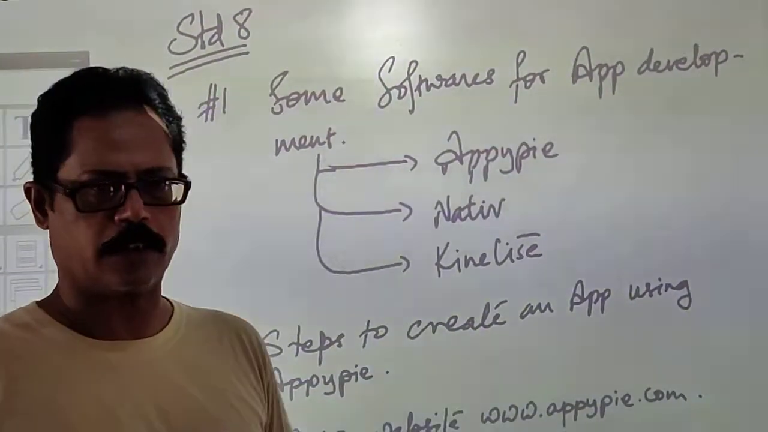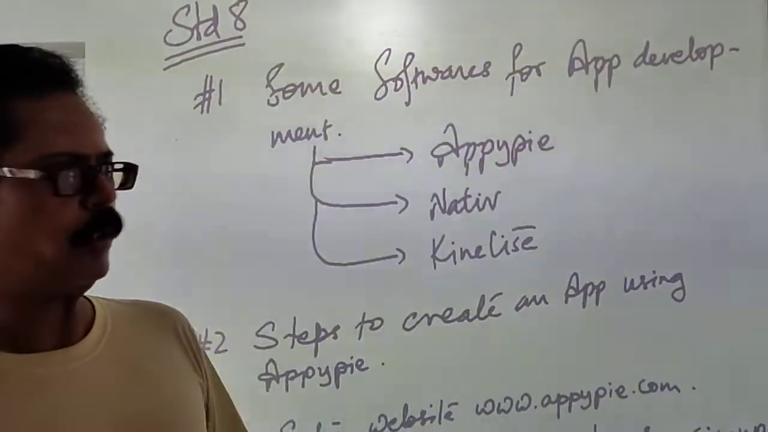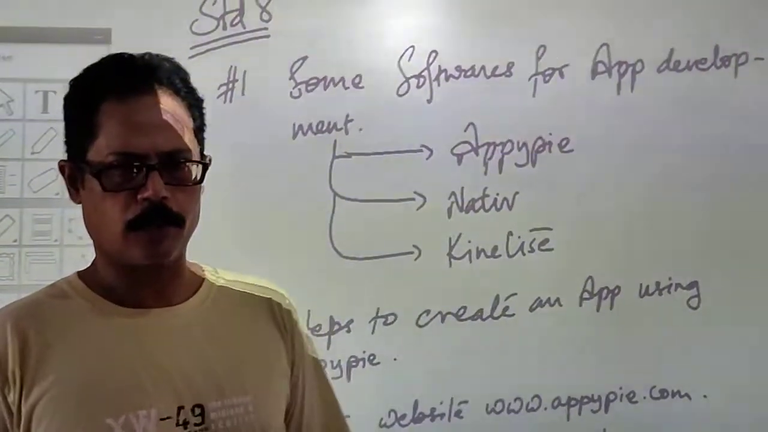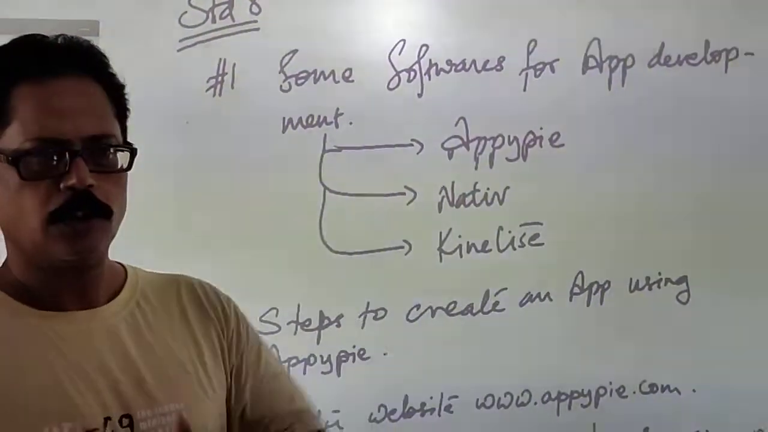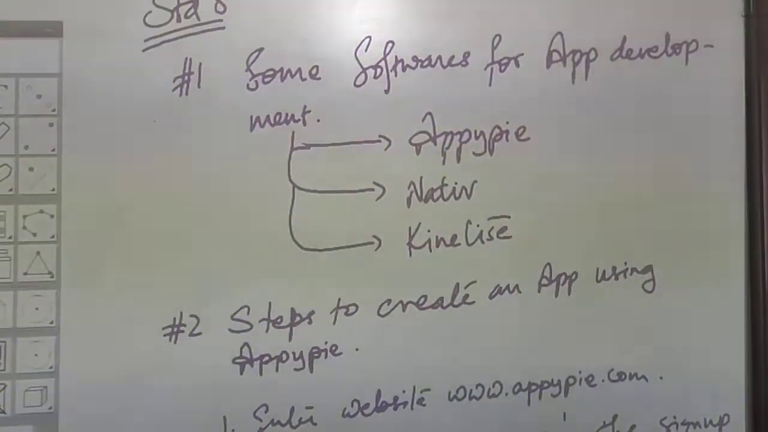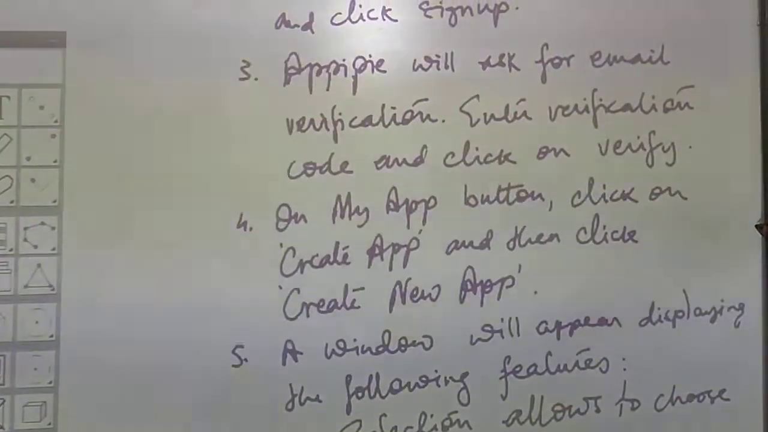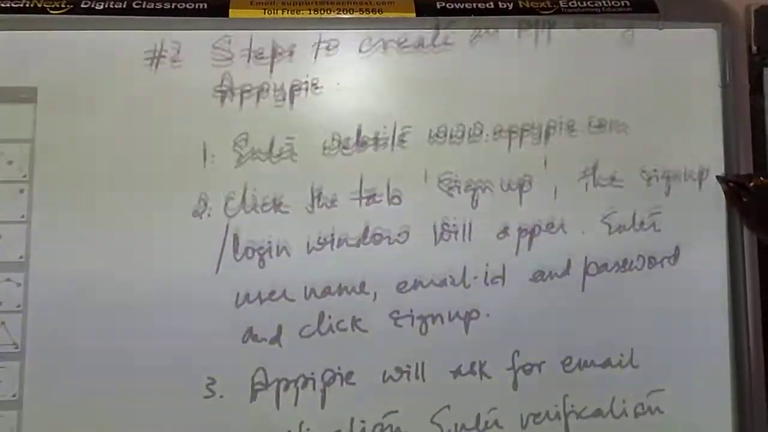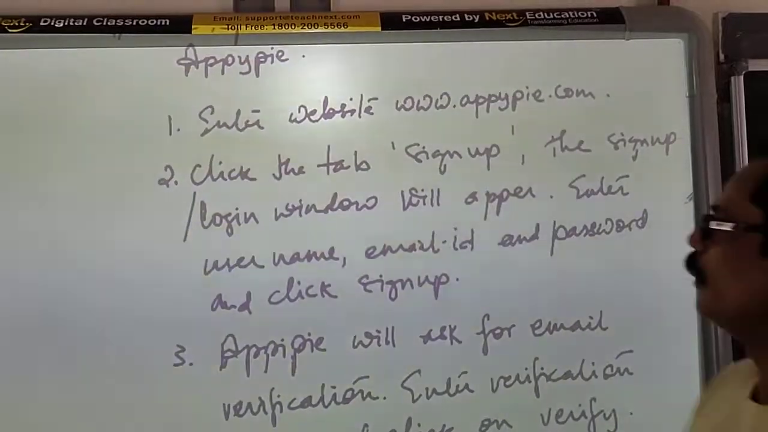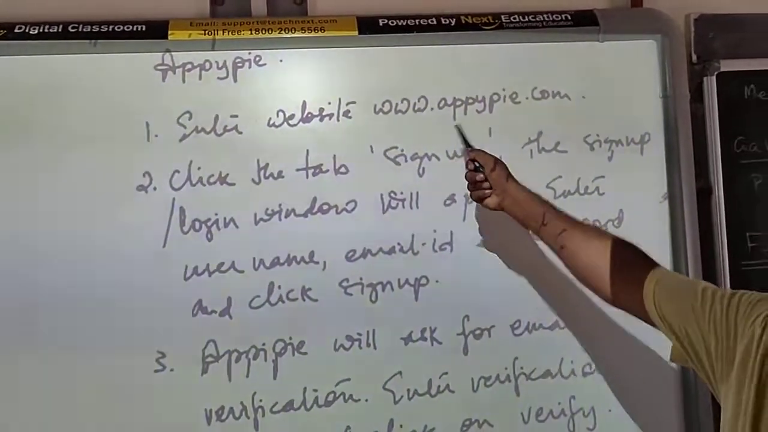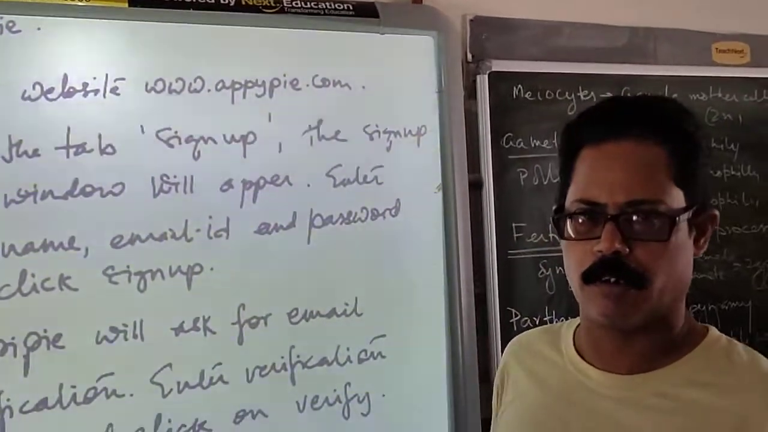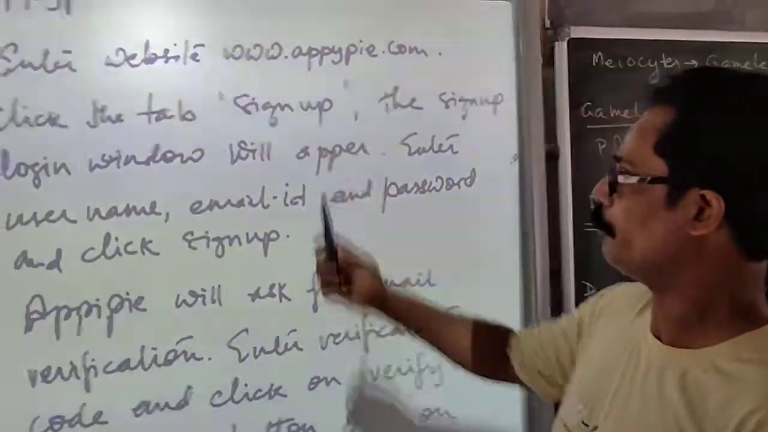In the present context, according to your textbook, we will use Appify. It will be easy for you to gain access to the information. So, the steps to create: number one, using Appify, enter the website, that is www.appify.com. You have to visit the website in order to create the app.